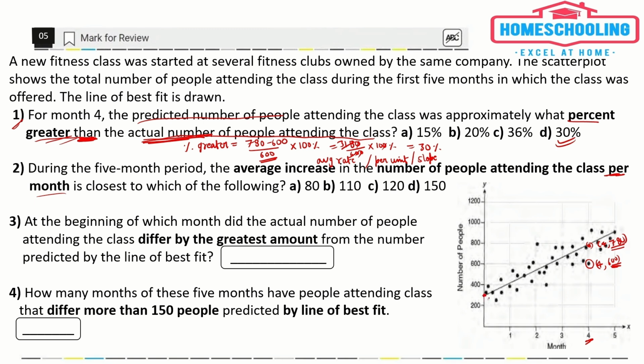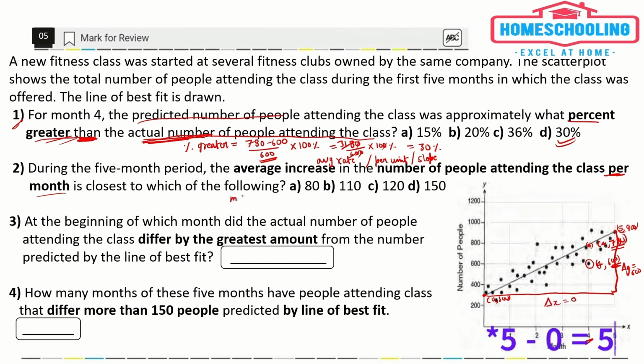Let's take this point, that is 0 and 300, and let's take one more point here, this one, that is 5 and 900. So what is slope? Slope is delta y divided by delta x. So this is our delta y. It is starting from 300 and it is going up to 900. So 900 minus 300, that is 600. So our delta y is 600. And what is our delta x? It is starting from month 0 and it is going up to the 5th month. So delta x is 5 minus 0.